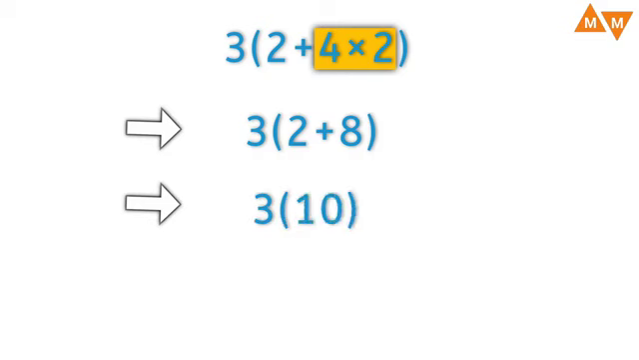Now finally we're done with everything inside the parentheses. So now we can start thinking about the numbers outside of the parentheses. So 3 next to this parentheses, this is actually multiplication, and that's all we have to do. 3 times 10 is 30. This is our final answer.